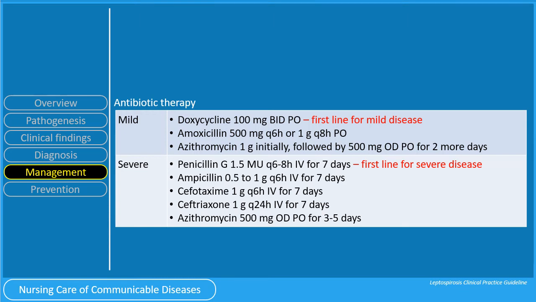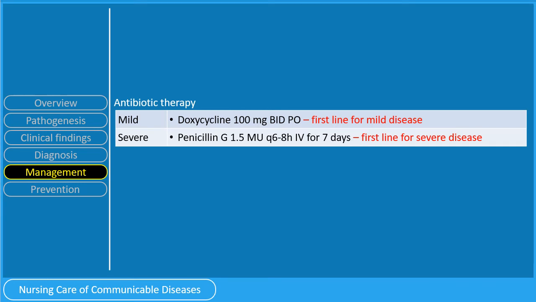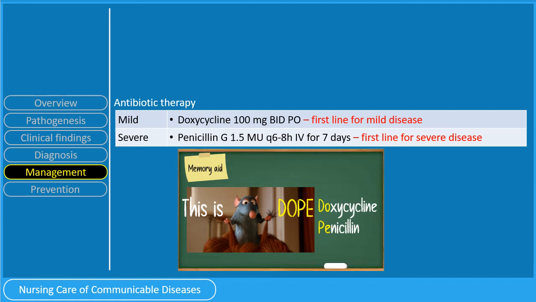To remember the first line drugs, I just correlate leptospirosis with a rat. And when I remember a rat, I remember the movie Ratatouille, which is very dope. Dope for DO, doxycycline for mild disease, and PE, penicillin for severe disease.